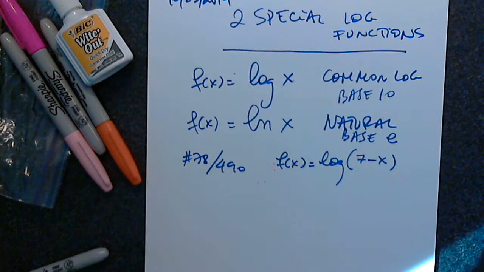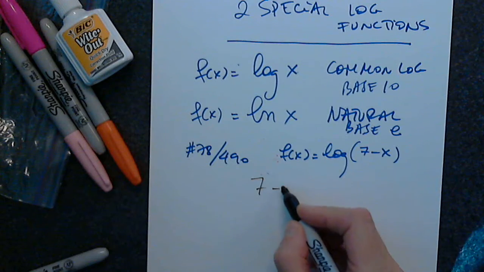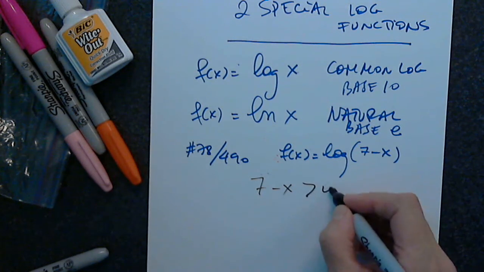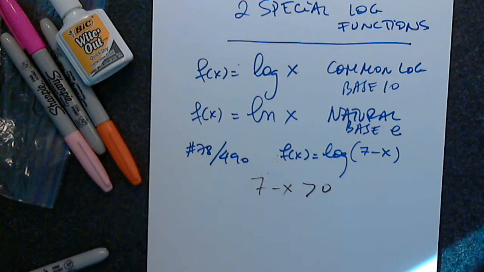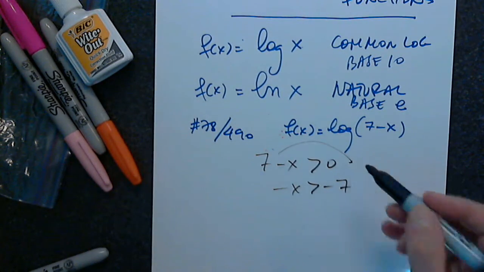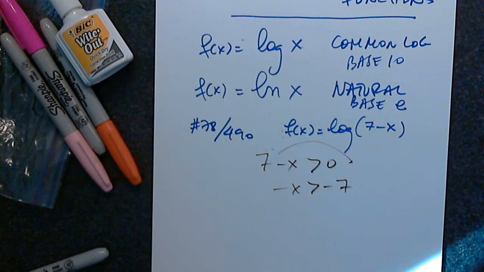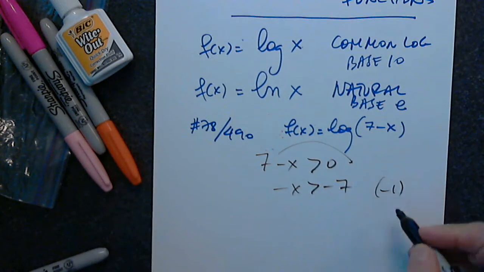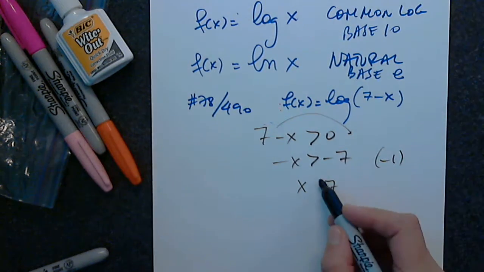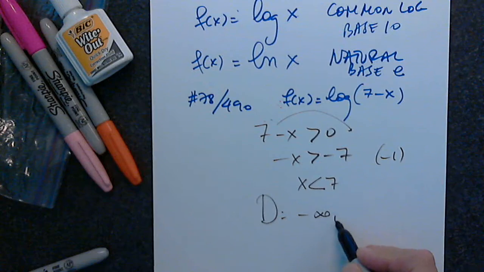Yes? 7 minus x? Not equal. Greater than 0. Indeed. If it's 0, it will be undefined. We cannot have 0. So when I solve this, I get this by moving 7 to the other side. Then what do I have to write or do or perform? Yes, multiply by -1. So this will be this, and then obviously I have to flip the inequality. So the domain of this function will be -∞ to 7.